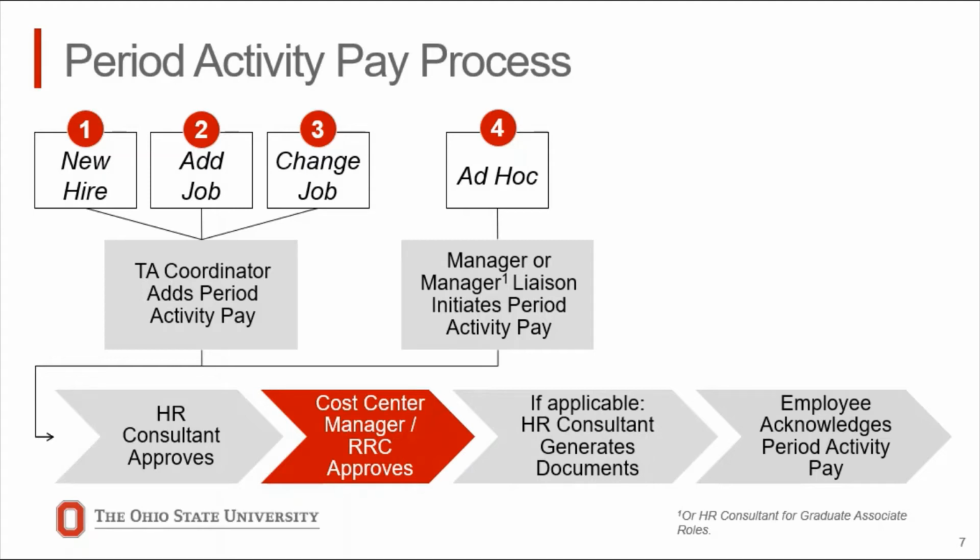Based on the processes mentioned that may create a period activity pay request, there are 2 ways that the request can come to HR consultants for approval. 1, through the TA coordinator in the new hire, change job, and add job processes. 2, through the manager in an ad hoc request in Workday. The steps for period activity pay after initiation are as follows. 1, HR consultants will approve the request. 2, the college or business unit cost center manager or RRC in the medical center will approve the period activity pay.